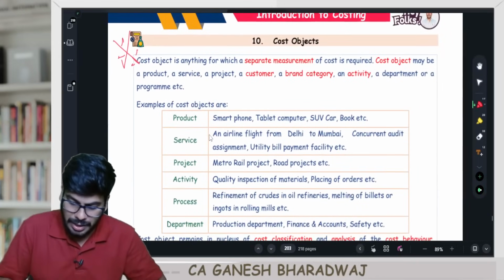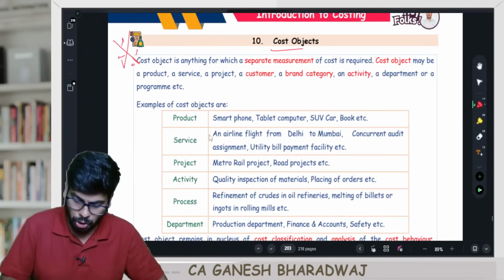Next one. Okay, this is once again a repeated exam area. Cost object.